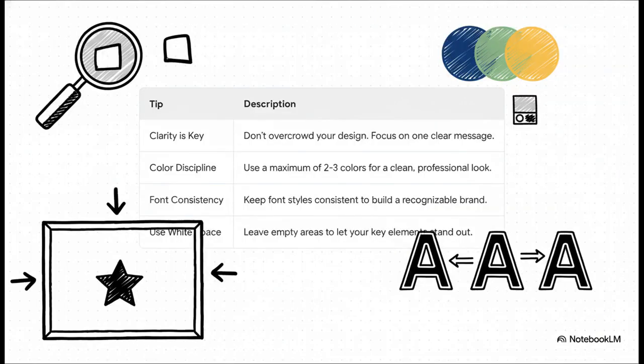And here we have the simple rules that the pros live by. First, clarity is everything. Don't cram your design with junk. Stick to just 2 or 3 colors max. Keep your fonts consistent so people start to recognize your style. And please, don't be afraid of white space. It lets your important stuff breathe and really draws the eye.